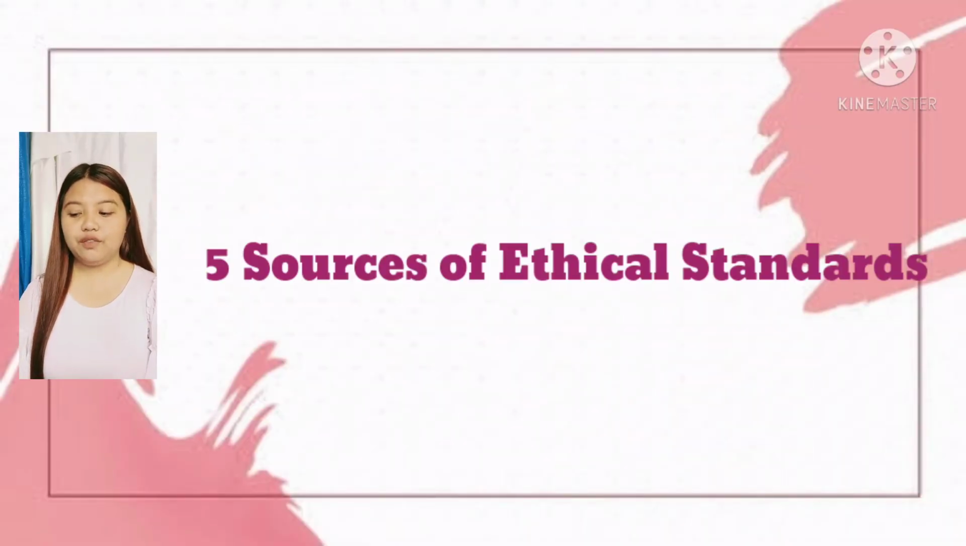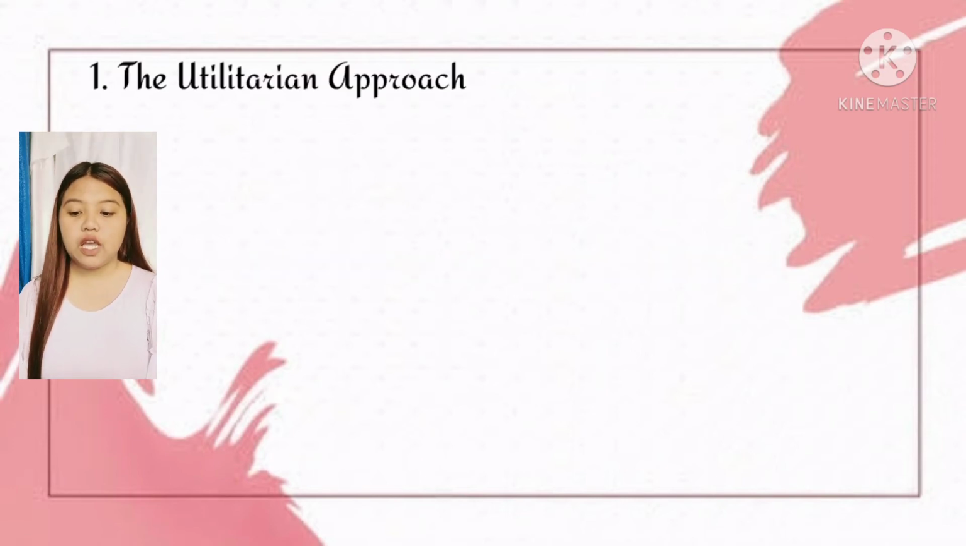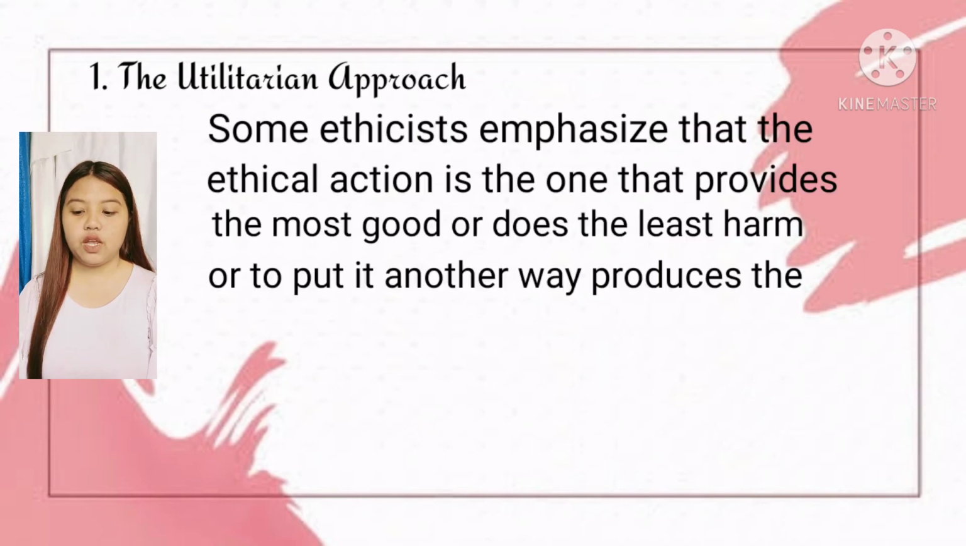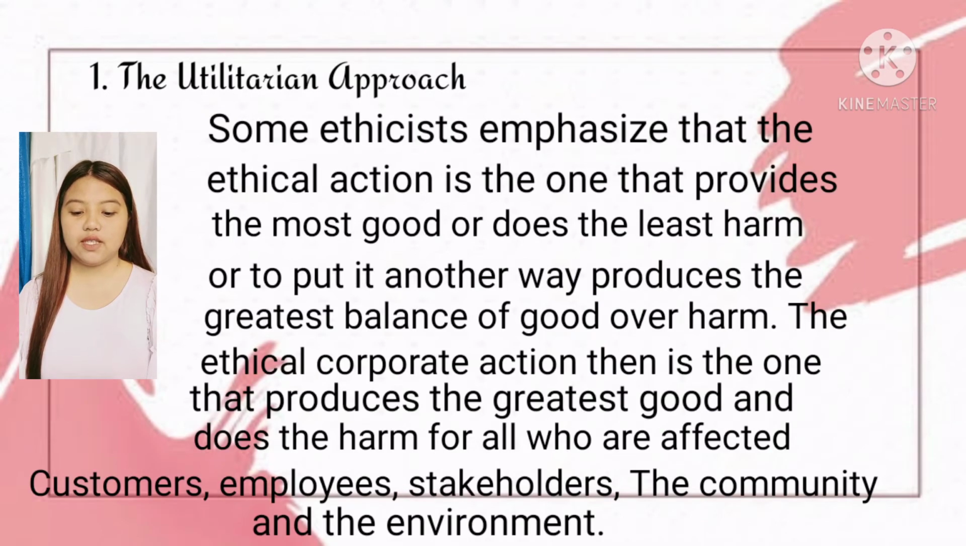So, we have 5 sources of ethical standards. First, the utilitarian approach. Sometimes, ethicists emphasize that the ethical action is the one that provides the most good or does the least harm. Or to put it another way, produces the greatest balance of good over harm.